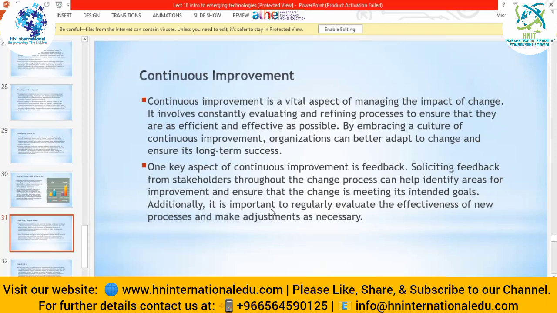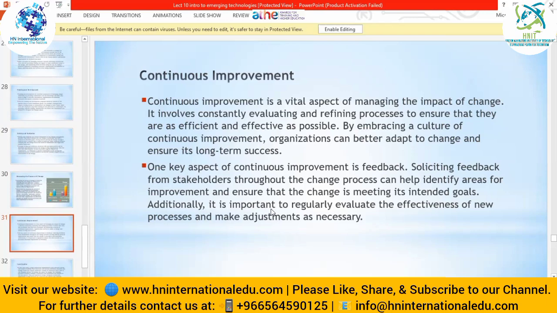Continuous improvement is a vital aspect of managing the impact of change. It involves constantly evaluating and refining processes to ensure that they are as efficient and effective as possible. By embracing a culture of continuous improvement, organizations can better adapt to change and ensure its long-term success. One key aspect of continuous improvement is feedback. You can see how we are improving mainly from the feedback and the productivity.